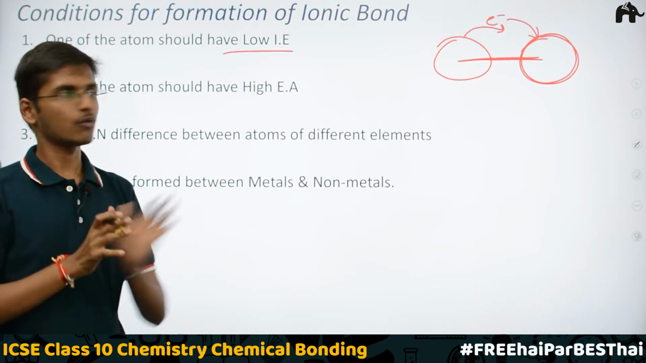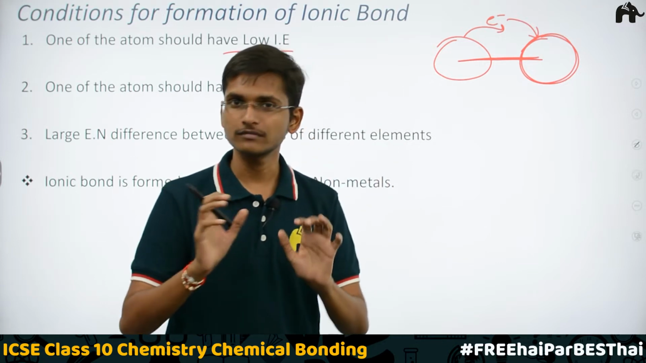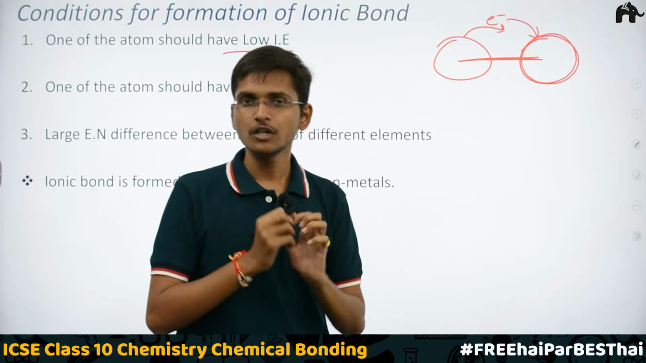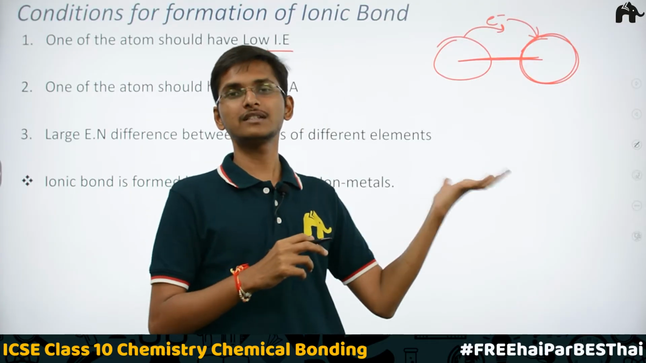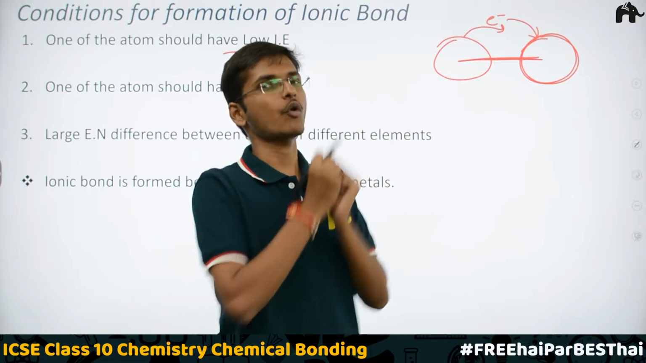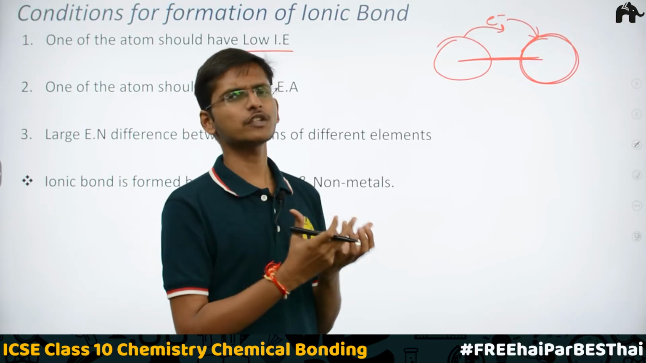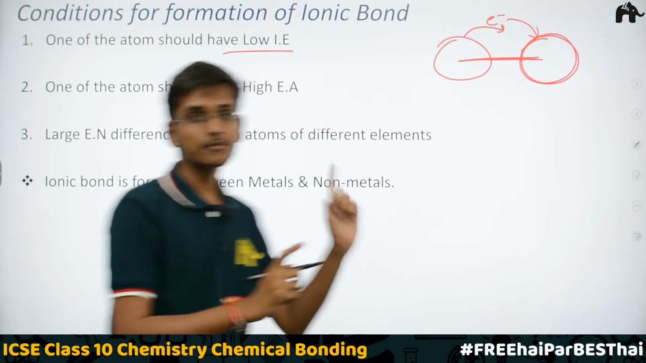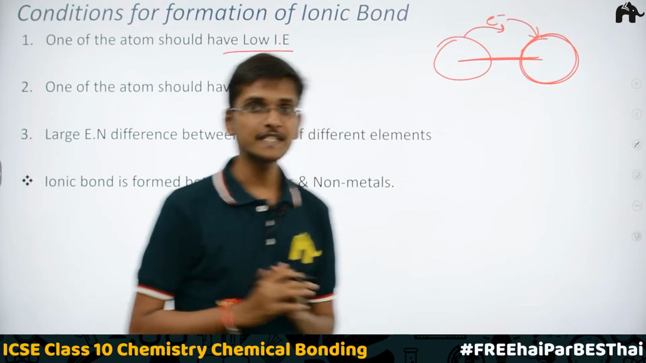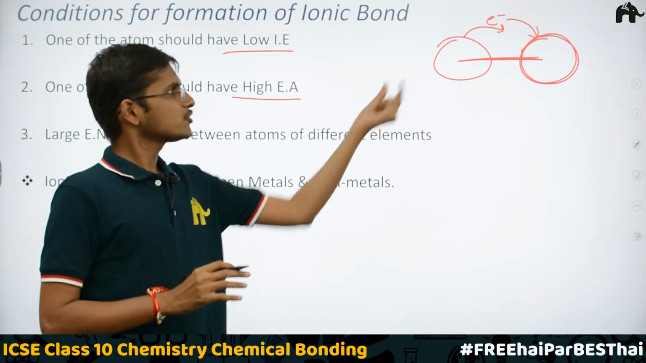Very simple. In the same way, the other atom should easily gain the electron. That should be our major concern. How can we express this ability in terms of electron affinity? It should have high electron affinity. That's when it would easily gain the electron. The affinity for the electron should be very high. So the other atom should have high electron affinity, then only would it easily gain the electron. And the third condition is that the atoms are of different elements.